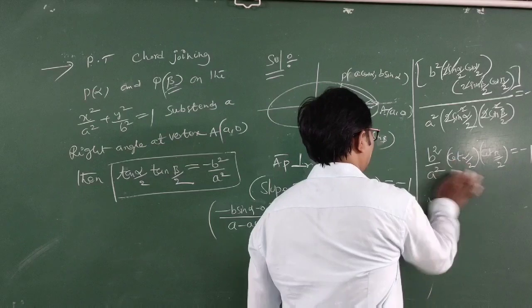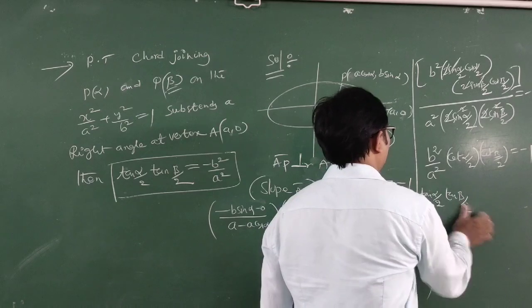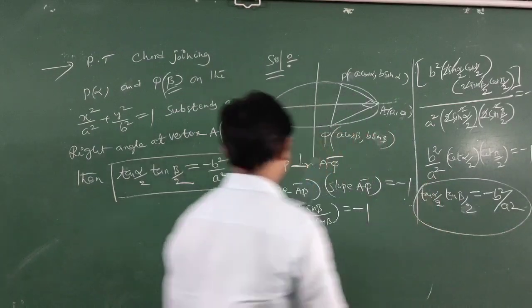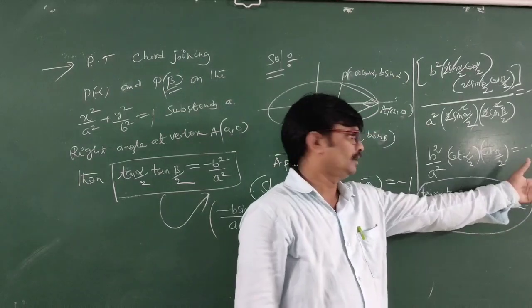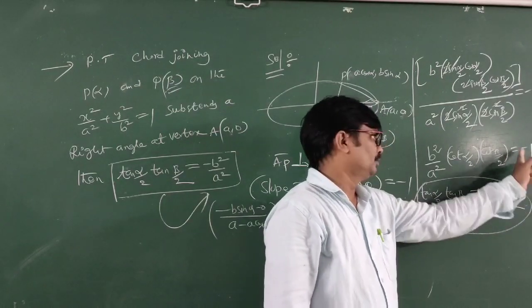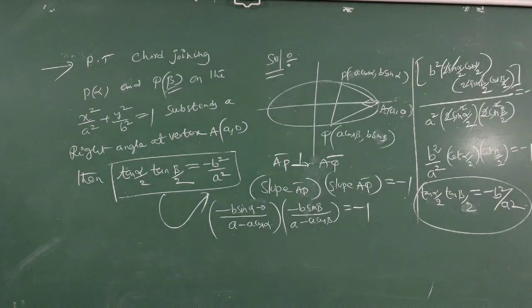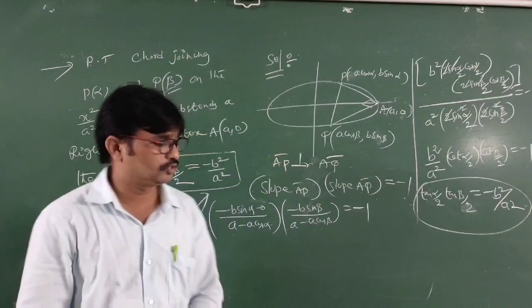Therefore, students, tan of alpha by 2, tan of beta by 2, that is minus b square by a square. This is sent to the other side, 1 by cot is tan. So the minus multiplied with minus, this is minus b square by a square. Okay, students. So tan alpha by 2 into tan beta by 2 is minus b square by a square.